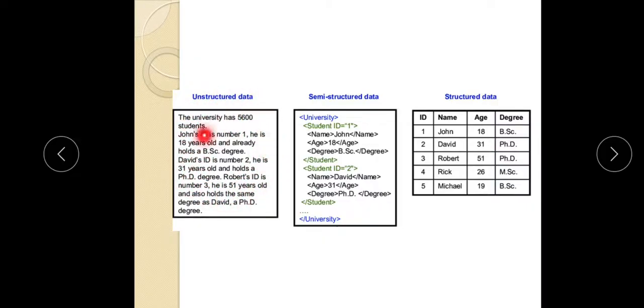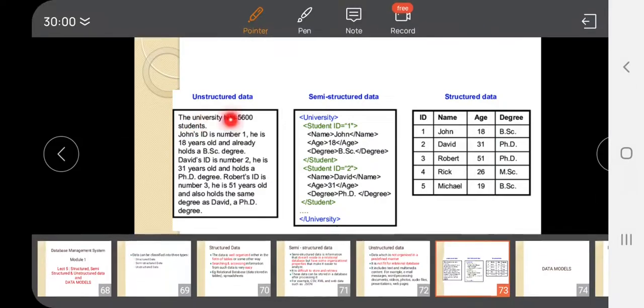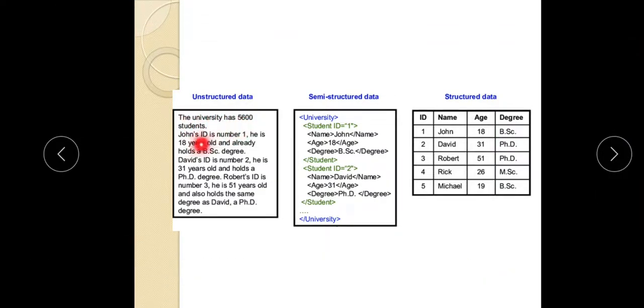Now the next one is unstructured data. Look here. This is a statement, like a sentence that we type in a word processor. The university has 5600 students. John's ID is number 1 and he is 18 years old and already holds a BSc degree. David's ID number is 2. These are statements. This is unstructured data. These data cannot be converted into the form of a table or relational database. But XML can be converted into the form of a relational database.